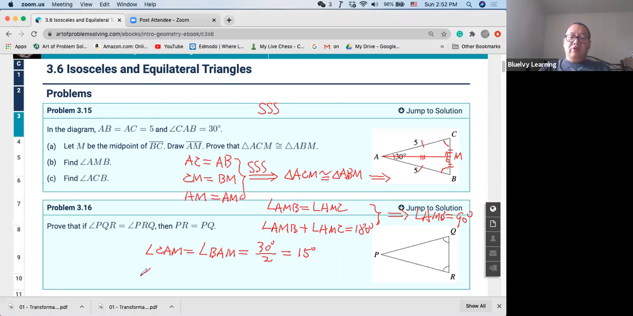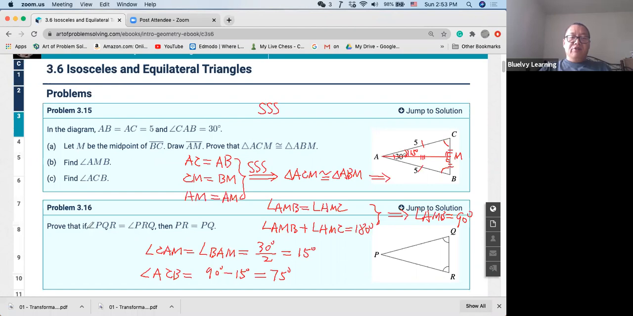Then in right triangle AMC, we can get angle ACB equals 90 degrees minus 15 degrees. Then this one equals 75 degrees, because you already got this angle equals 15 degrees, and this one is 90 degrees. So we got this angle equals 75 degrees. By this way, we proved it, we finished this problem.